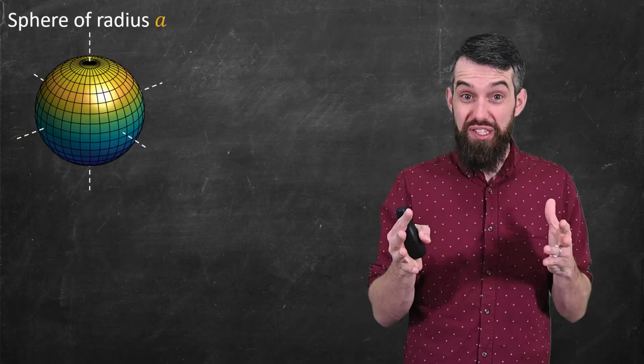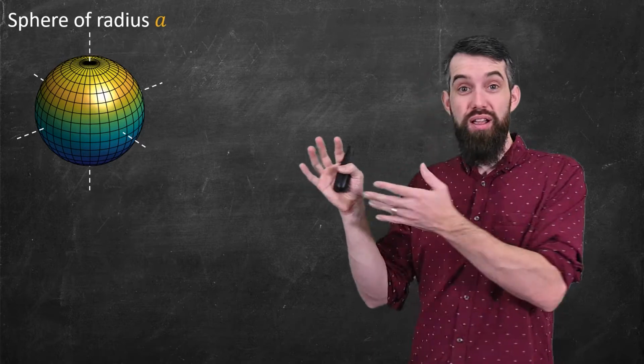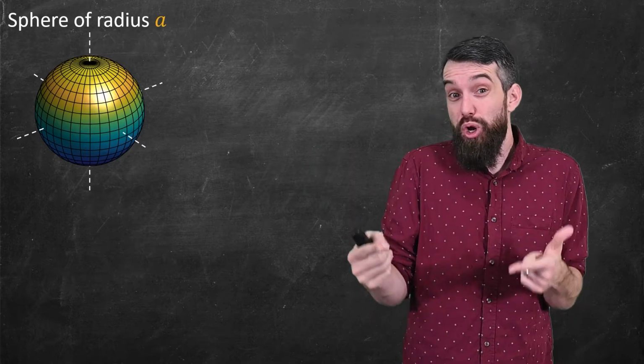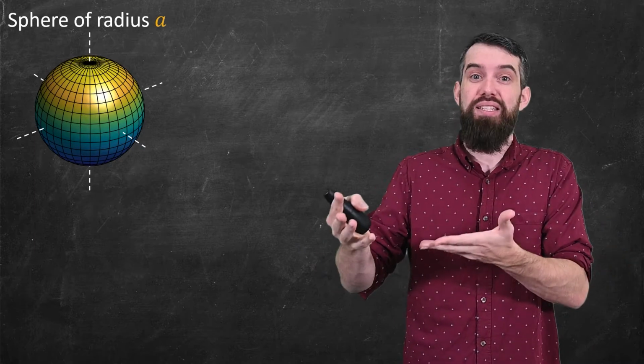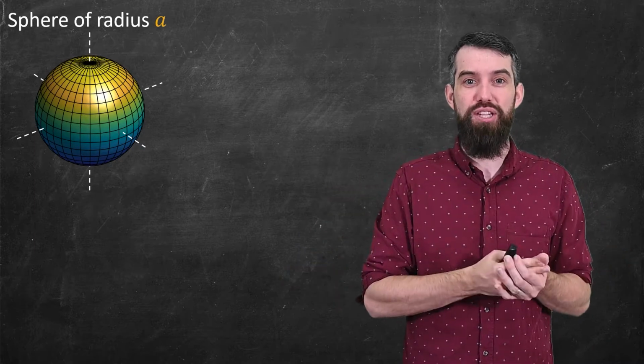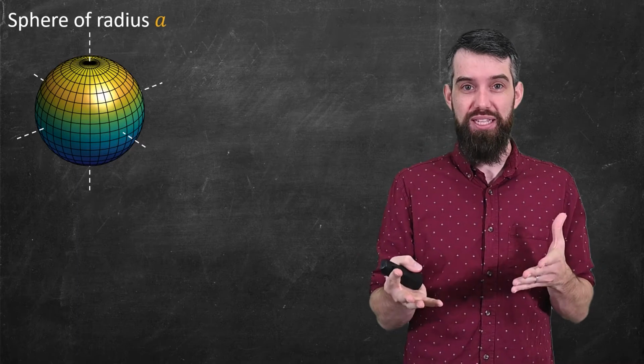What is the surface area of a sphere of radius a? You might be able to quote that the answer is 4 pi a squared. Perhaps you've memorized this at some point in your mathematics education, but why? Why is that the case?